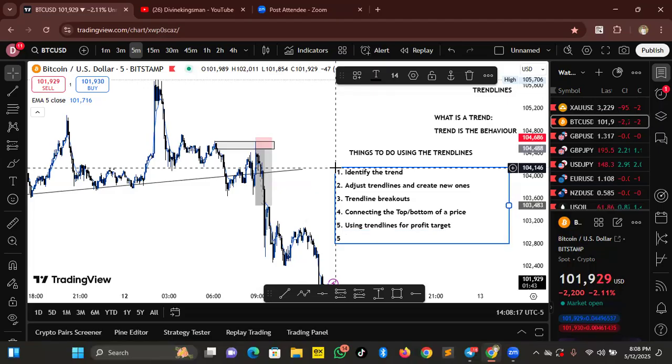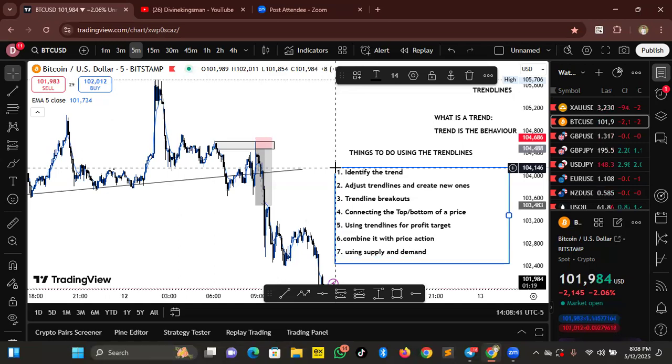I may not really cover all of them, right? So let's say the second one will have maybe A and B, but let's say we combine it with price action, right? So seven can say using supply and demand, while the eight would be maybe using trend lines for trend breakout, right? So you can also use a trend line to look at the first breakout in the market, right?